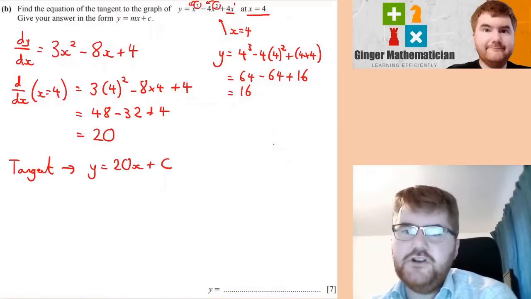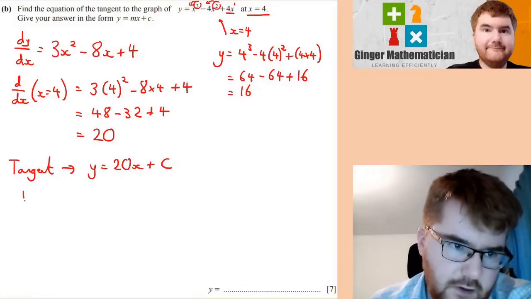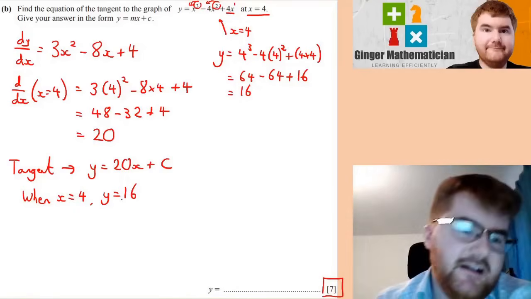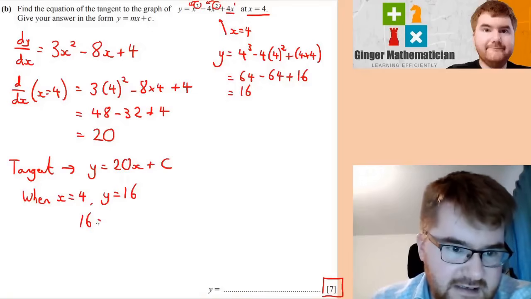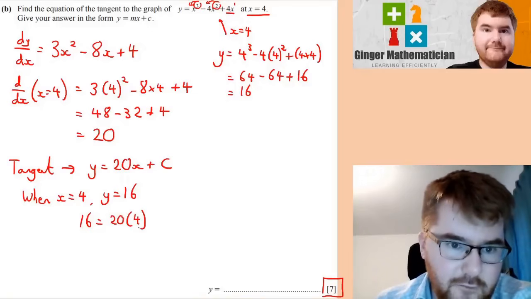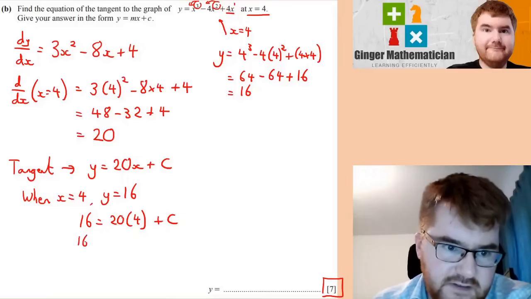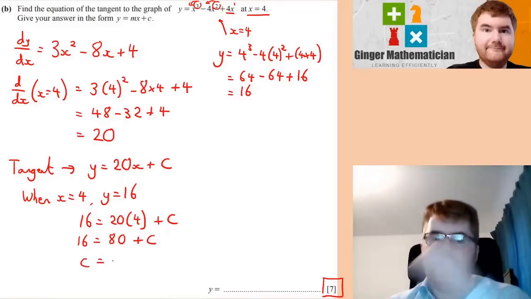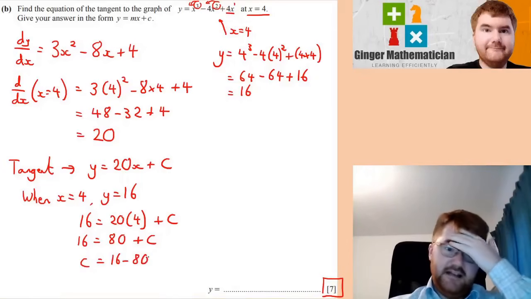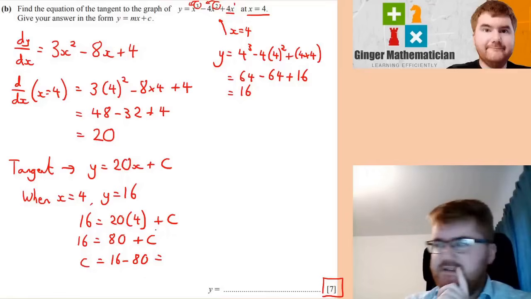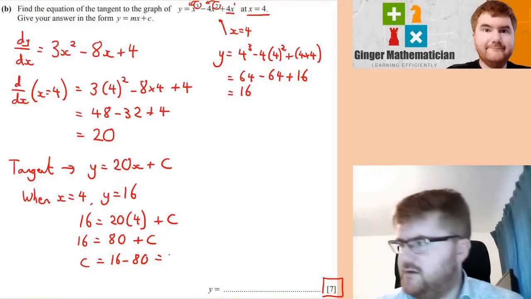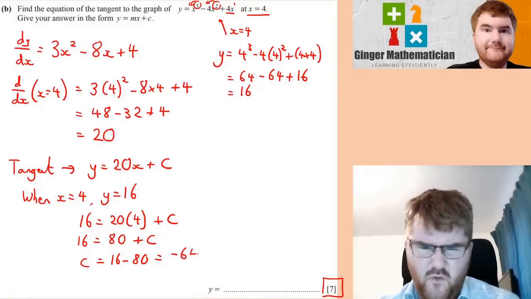And now we have enough information to work out c. So when x is equal to 4, y is equal to 16. You can see why this is a 7-mark question. A lot of work involved. So we've got 16 equals 20 lots of 4 plus c. So 16 is equal to 80 plus c. And then c is equal to 16 minus 80. This is really where you don't want to make a silly mistake, by the way. So 16 minus 80 is equal to minus 64.